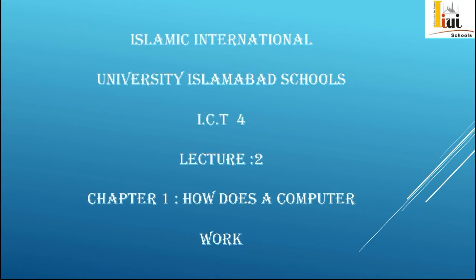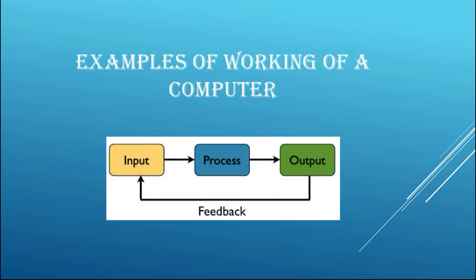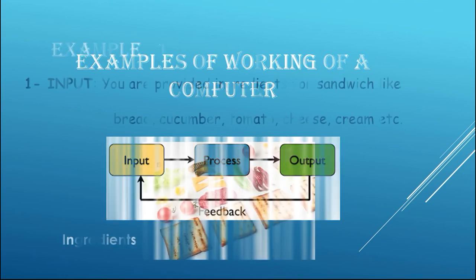So, in today's lecture number 2, from your chapter number 1, How Does a Computer Work? We'll learn about examples of working of a computer. How does a computer actually work? It has three major steps: input, process, and output. Input means to give something to the computer, for example, instruction, information, data, anything you want to give to the computer. The computer processes the information and gives the output.